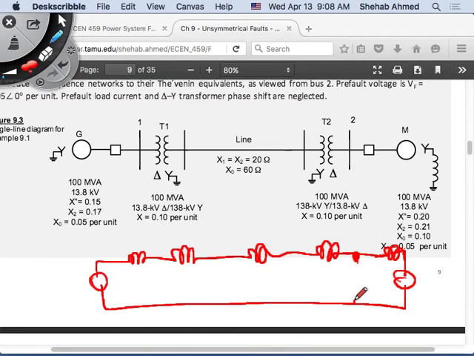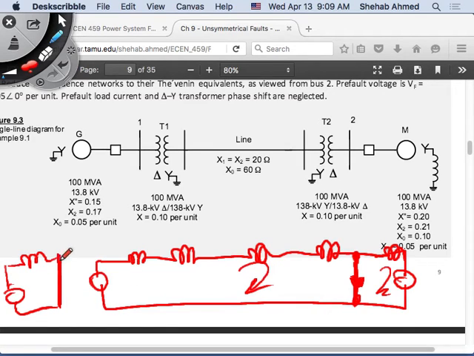If there's a fault here, how do you find the fault current? This is exactly the three-phase fault case, right? You can do circuit analysis, you loop here and find the fault current, or you can do as we did. Between these two nodes, find the Thevenin equivalent, and then after you have the Thevenin equivalent impedance and voltage source, put a short circuit here.